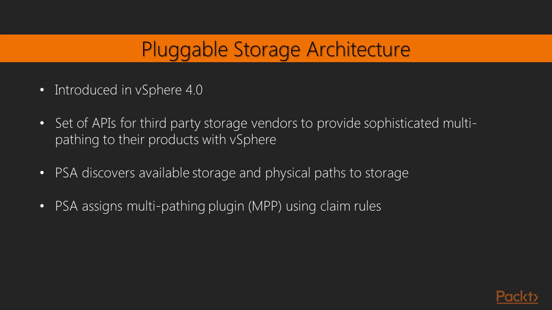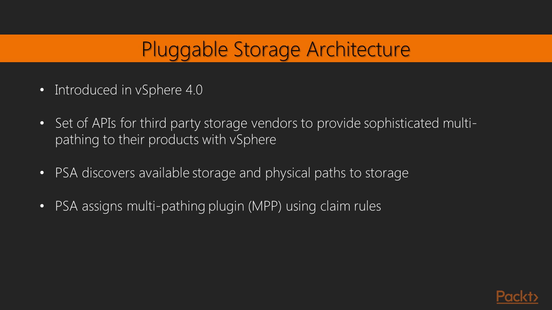Pluggable storage architecture was introduced in vSphere 4.0. It is basically a set of APIs so that the third-party storage vendors that are introducing new capabilities in their storage products could actually interface with ESXi. And the areas where there was the most progress being made at that point in time was in the multipathing of those arrays. So in order for vSphere to be able to utilize to the max the multipathing capabilities of storage arrays, which were done differently by different storage vendors, this set of APIs really came in handy.